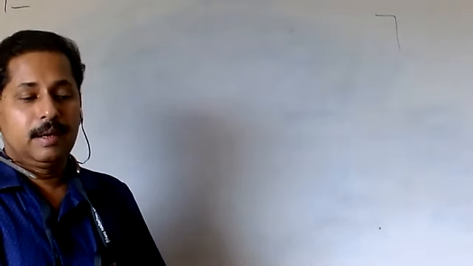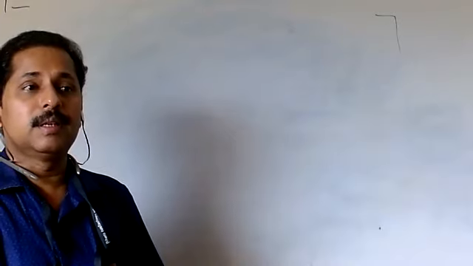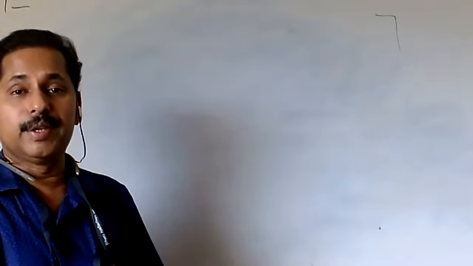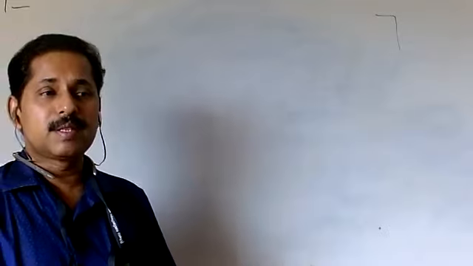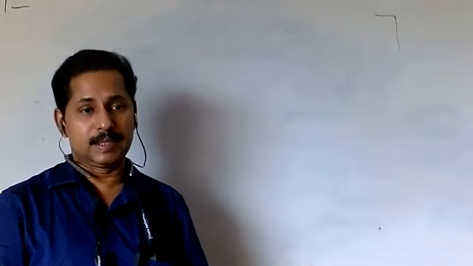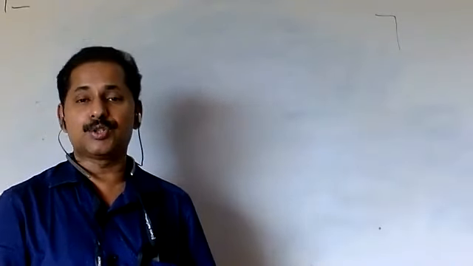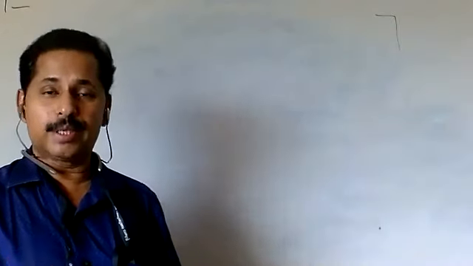Today we are discussing a simple situation of testing of independence. We consider a 2 by 2 contingency table. A 2 by 2 contingency table means two attributes with two categories.